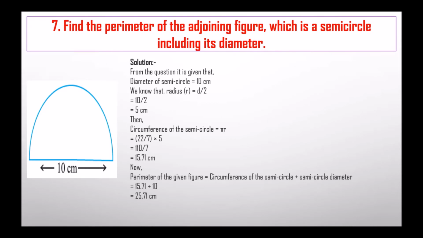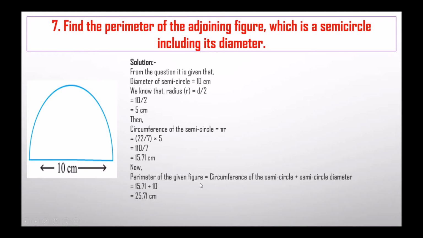Seventh question. Find the perimeter of the adjoining figure, which is a semicircle including its diameter. Diameter of the semicircle is 10 centimeter. We want radius, so 10 upon 2, that is 5 centimeter. Circumference of a semicircle is pi r, so 22 upon 7 into 5. So 110 upon 7, that is 15.71 centimeter.